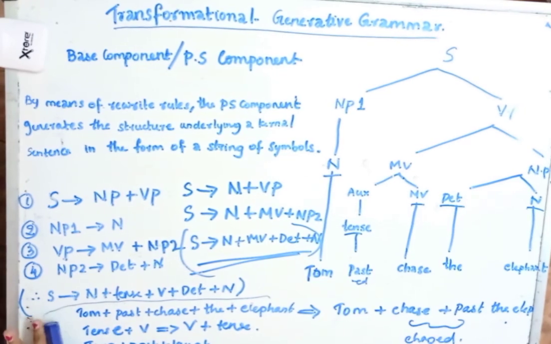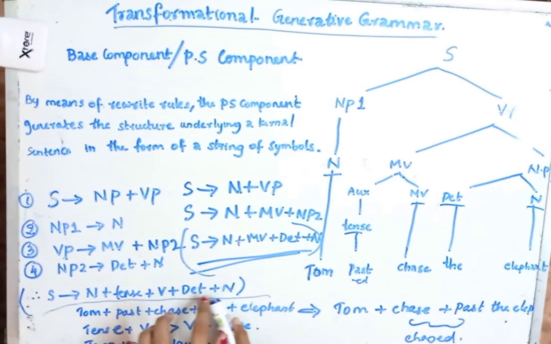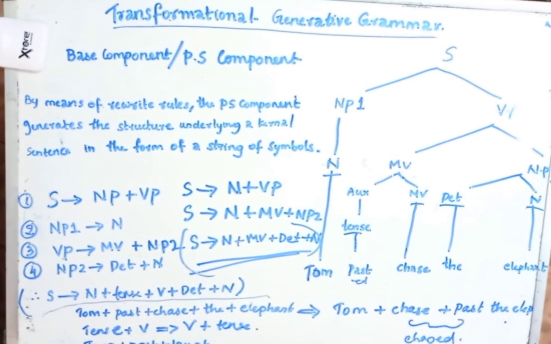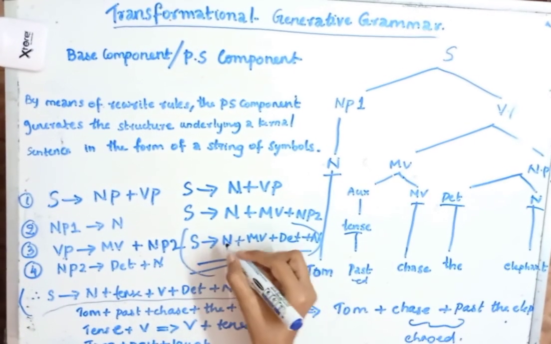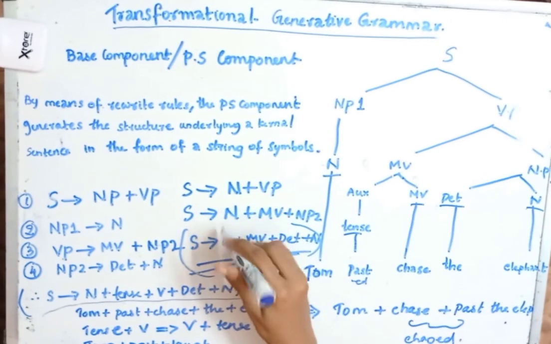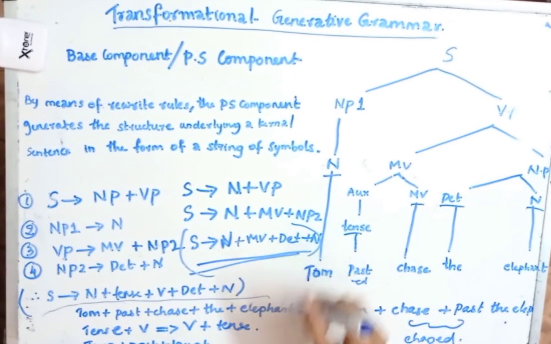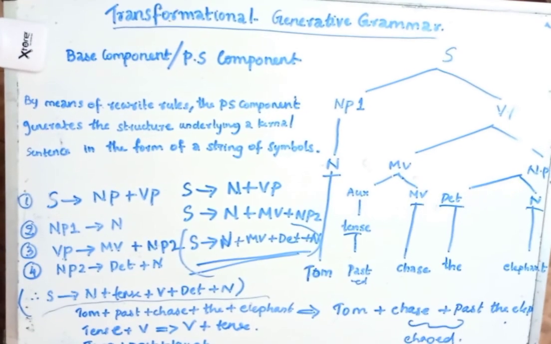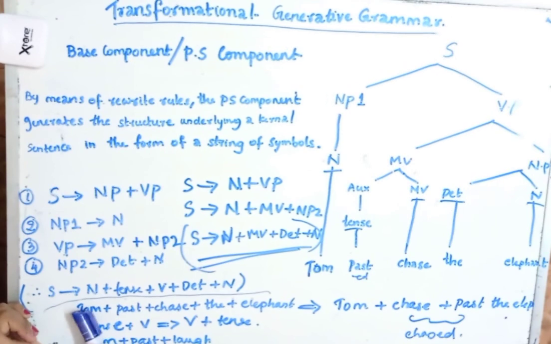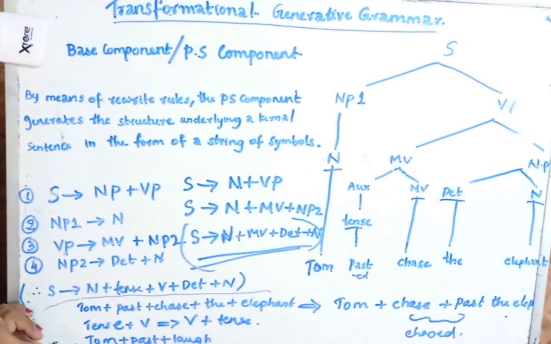So the final string that we reach is sentence consists of noun plus tense plus verb plus determiner plus noun. In your text it is written as sentence consisting of NP1 plus MV plus, not NP1, it was just N, noun plus main verb plus determiner plus noun. In your text this is written like this, but this is the actual form: sentence consisting of noun plus tense plus verb plus determiner plus noun.